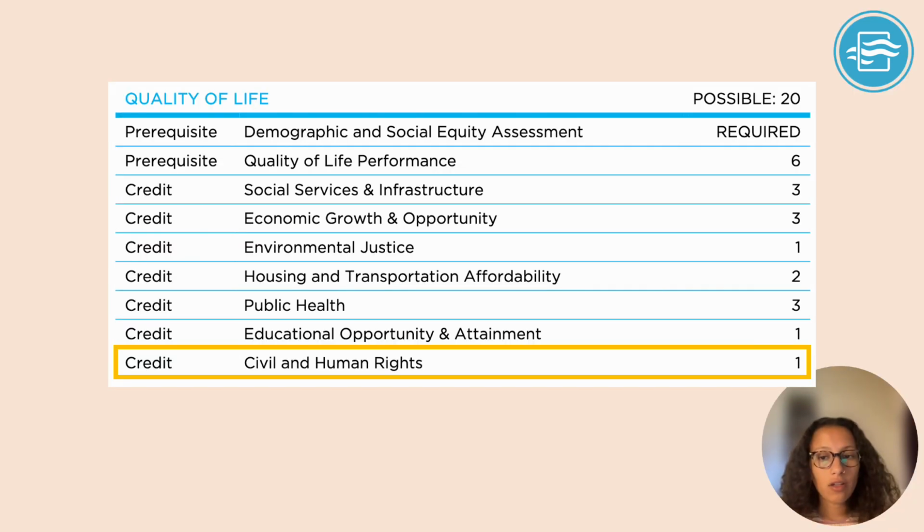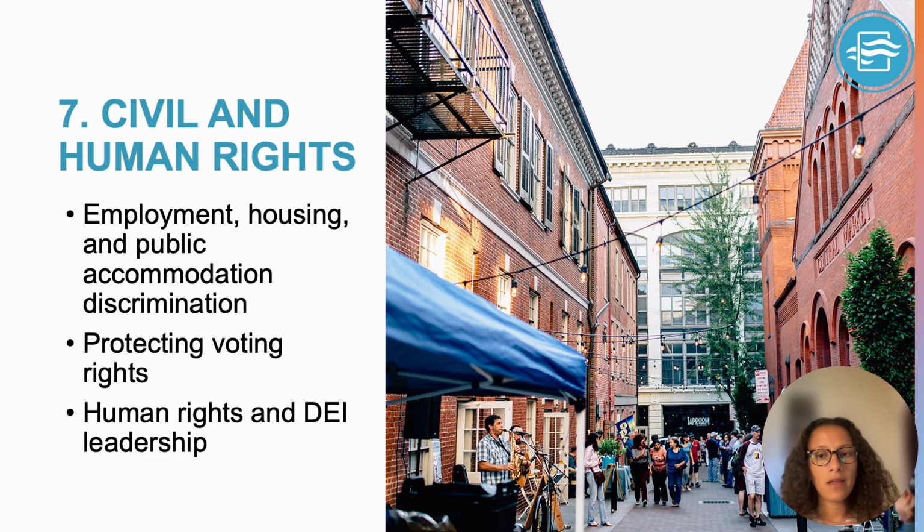The 7th and final credit, civil and human rights, centers these rights as fundamental to all people. 1 point is available, and all 4 listed requirements in the guide must be met to earn the points. The requirements are generally about erasing employment, housing, and public accommodation discrimination, ensuring and protecting voting rights, appointing leadership roles related to human rights, and implementing DEI policies in city governance.